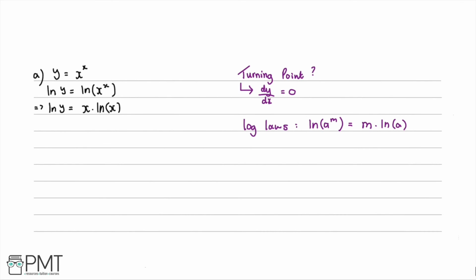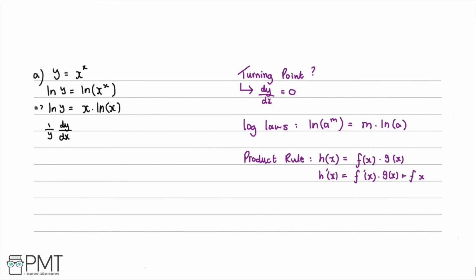And then what we can do now is differentiate both sides. So we know that ln y differentiates to 1 over y. So therefore we'll have 1 over y and then dy by dx. And then on this other side here, we're going to use the product rule to differentiate this. So product rule: if we have that h of x is equal to f of x multiplied by g of x, then the derivative of h of x is going to be equal to f dash x multiplied by g of x, and then we add on f of x multiplied by the derivative of g. So in our case, we'll have x and we'll have ln of x, and we know that x will differentiate to give 1 and ln of x will differentiate to give 1 over x.